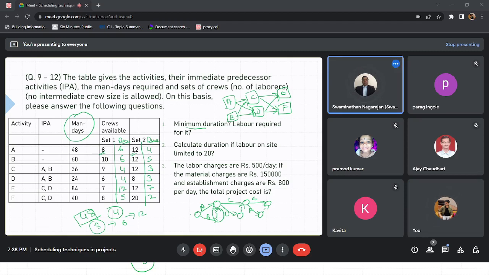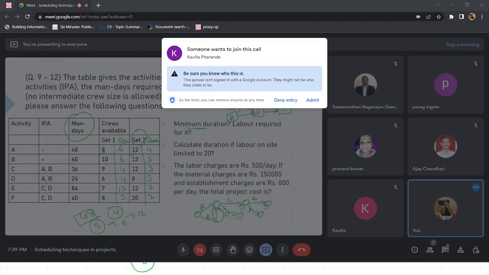Okay. So coming to the part of determining the duration. Now, as you can see, for minimum duration, we can start using set 2 here. For set 2, we can see that each activity has lesser duration than set 1. Correct.